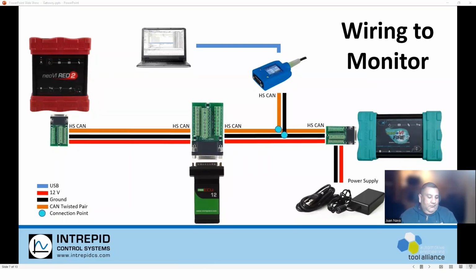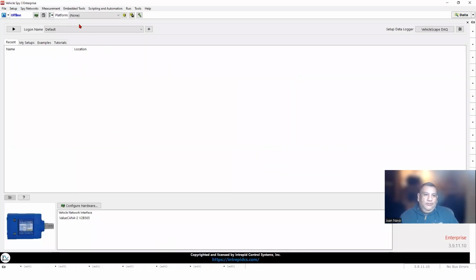So I'm going to start by opening up Vehicle Spy. The first thing I'm going to do is create a login name. In this case, I have a couple of them, like default. By default, you get that. And I had done a previous training for graphical panels.